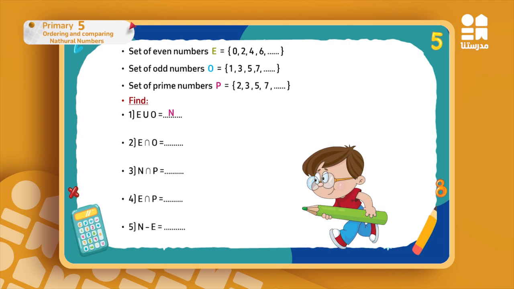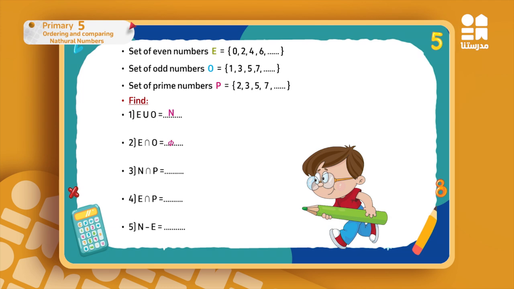And then the second question, the set of even numbers intersects the set of odd numbers in what? The set of even numbers intersects the set of odd numbers in phi, because they never meet. The even numbers are totally different than the odd numbers, so they never meet, they have nothing in common, and that's why the answer will be phi, or an empty set, or nothing.